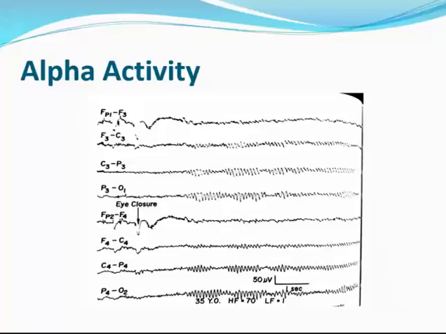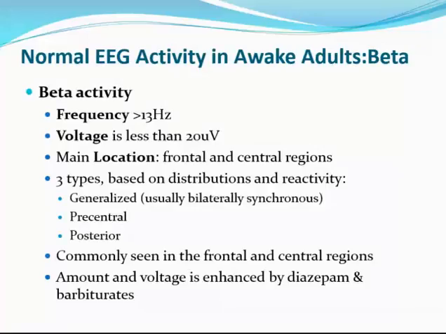So here we are seeing this picture. In this picture, we're seeing a 35-year-old with bilaterally synchronous alpha activity elicited by eye closure. That's what we see there.